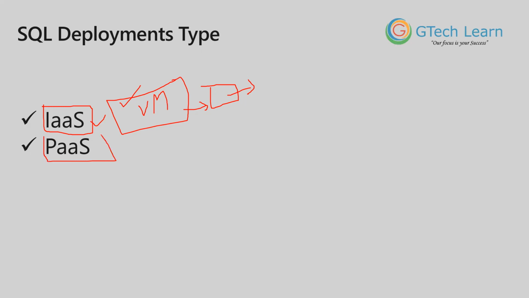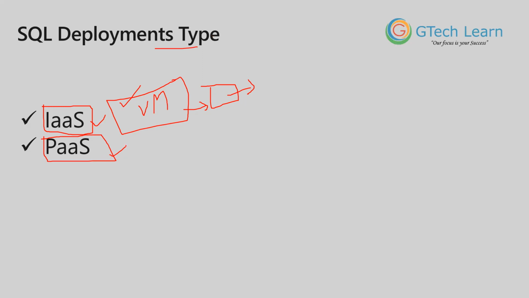The next service we can use related to the SQL database is the platform as a service database. So we can also use this deployment type, where we define only the database that we require. So we just have to create a specific database.